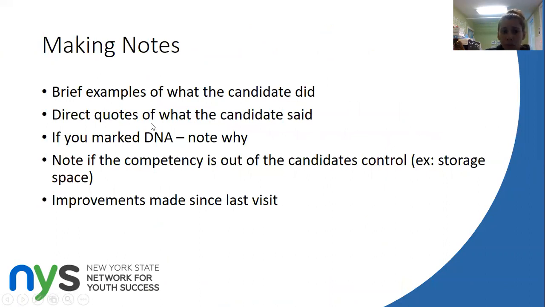So making notes. You're going to want to make sure that you have brief examples of what the candidate did, quotes of what the candidate said, and if you mark DNA, you need to note why. You can note if the competency is out of the candidate's control, so storage space, for example. If the program only has one cabinet and they've advocated for space and there's nothing else we can do about it, we just want to note that. And then hopefully your candidate will be able to discuss best practice and what they would like to have if they could have it. And then any improvements made since the visit prior.